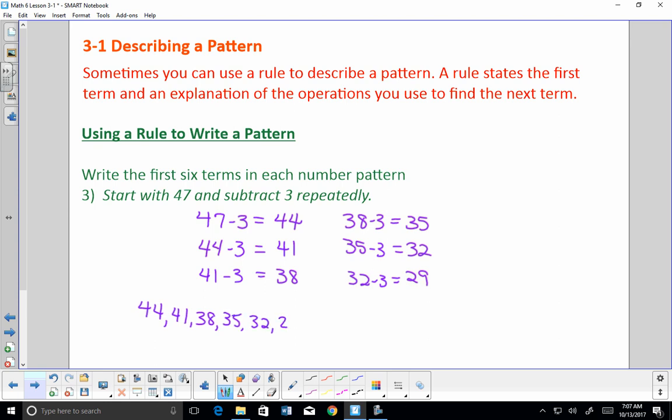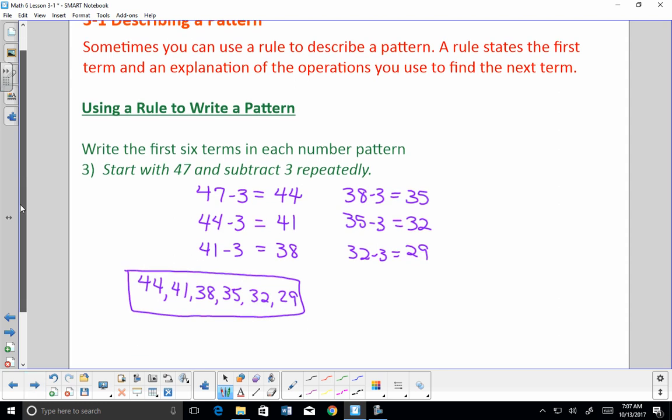And notice how I did not erase my work, because I want to be able to see later what I did to come up with my pattern, just in case I forgot. Let's look at a different pattern.